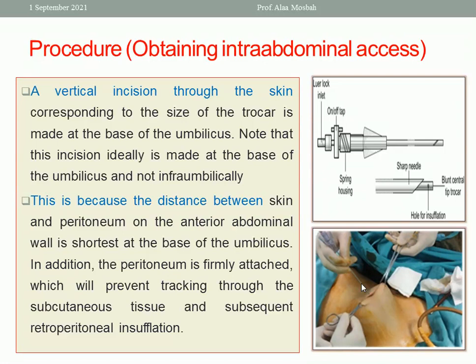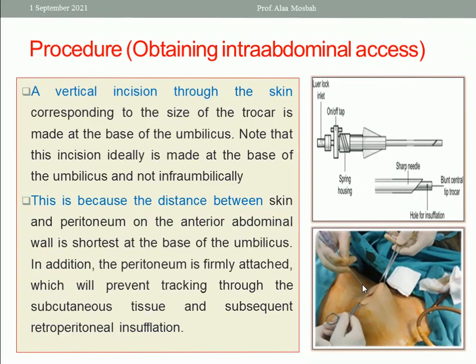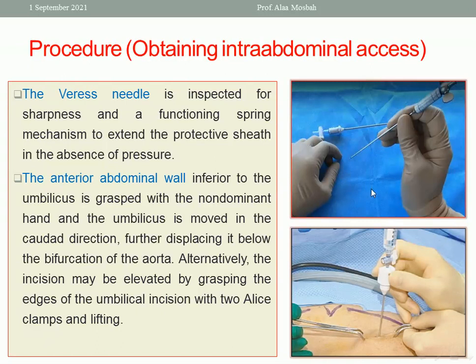Then I do an incision at the base of the umbilicus, then insert the varus needle at a right angle in an obese patient and at a 45-degree angle towards the pelvis in some people to avoid injury of great vessels. This is how to hold the varus needle, and this is how to insert it through the umbilicus. This is vertical, 90 degrees.